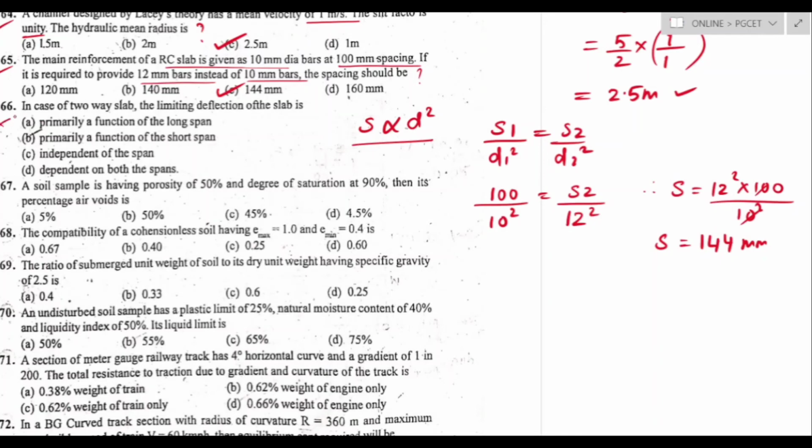Question number 66. In case of two-way slabs, the limiting deflection of the slab is primarily a function of the short span. So option B is the right answer.